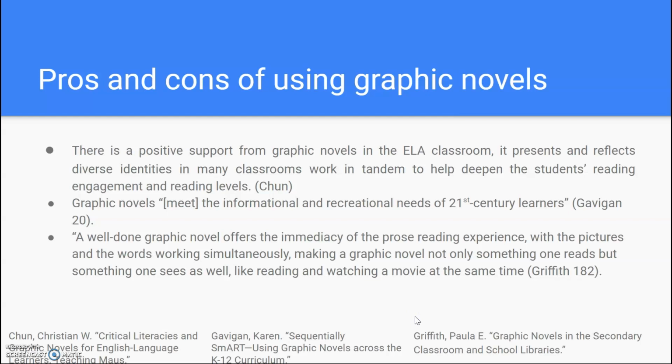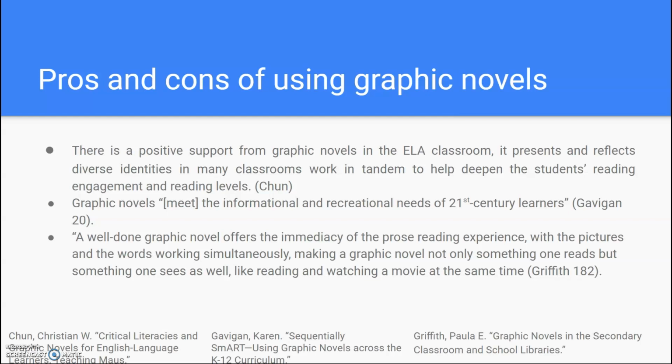So, some pros and cons of using graphic novels. The first slide I'm going to show is the positive effects that graphic novels have on students and teachers. There is positive support from graphic novels in the ELA classroom. It presents and reflects diverse identities. In many classrooms, they work in tandem to help deepen students' reading engagement and reading levels. Graphic novels meet the informational and recreational needs of 21st century learners.